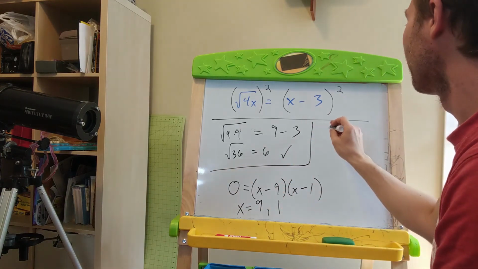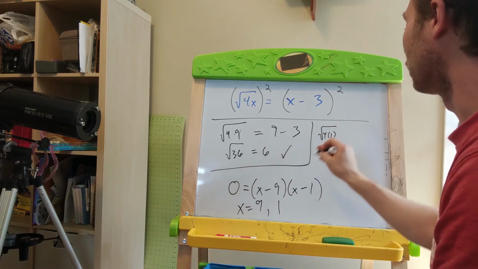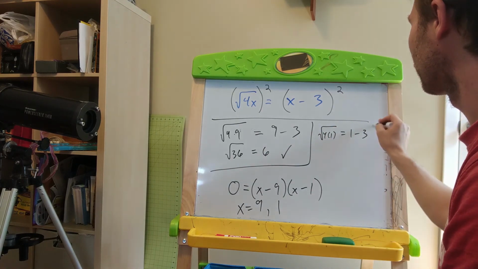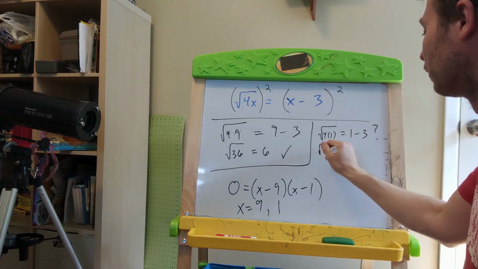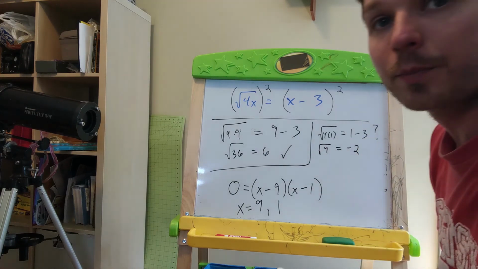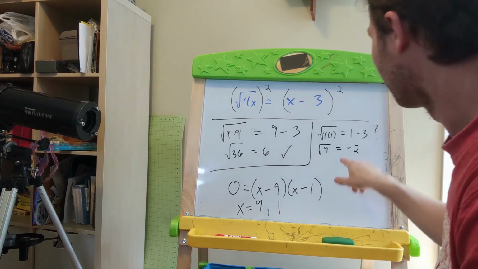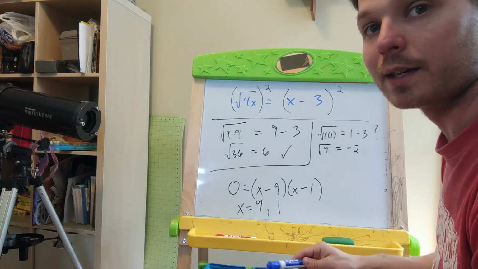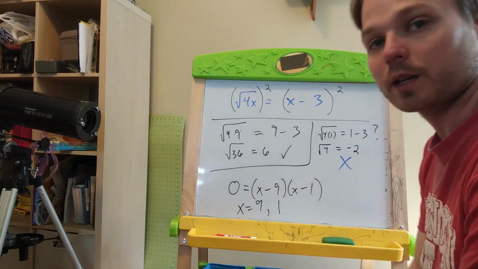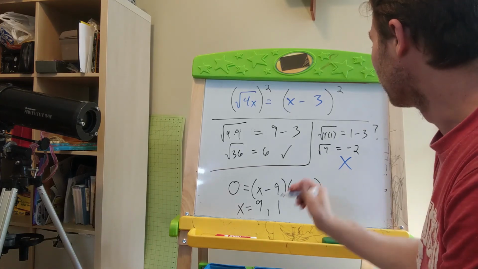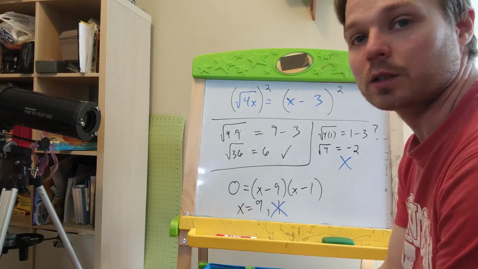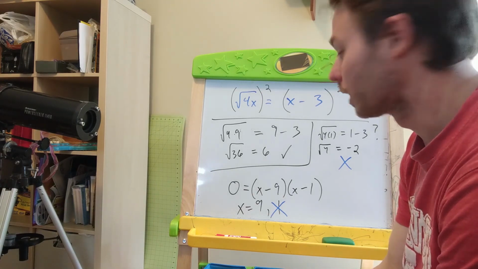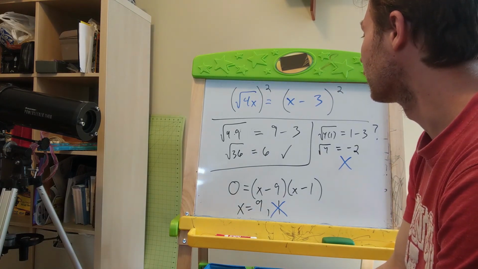Now we gotta check the 1. The square root of 4 times 1, is that equal to 1 minus 3, back in the original equation? All right, so let's check that out. So this is the square root of 4, is that equal to negative 2? Actually, that's not true, right? Square root of 4 is equal to positive 2, not negative 2. So this is a false answer right here. That's an extraneous solution. So what we do is we come down here and say, you know what? 1 was an extraneous solution. 9 is the only solution that I'm going to get from this one. We're not going to have two solutions in this particular case.